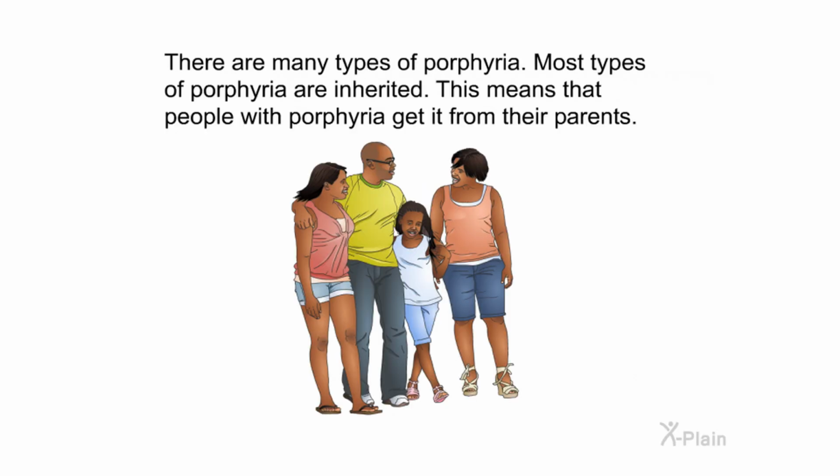Causes. There are many types of porphyria. Most types of porphyria are inherited. This means that people with porphyria get it from their parents.